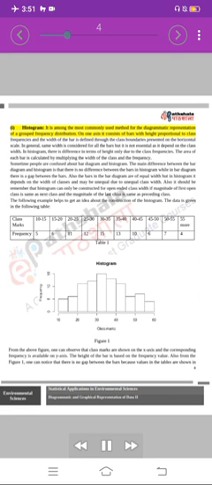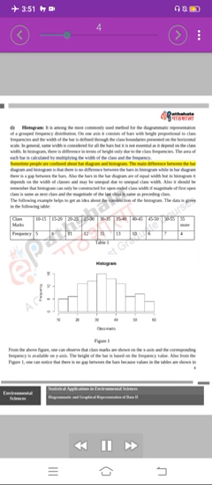4. Statistical applications in environmental sciences. i. Histogram. It is among the most commonly used methods for the diagrammatic representation of a grouped frequency distribution. It consists of bars with height proportional to class frequencies, and the width of the bar is defined through the class boundaries presented on the horizontal scale. In general, the same width is considered for all the bars, but it is not essential as it depends on the class width. In a histogram, there is a difference in terms of height only due to the class frequencies. The area of each bar is calculated by multiplying the width of the class and the frequency.